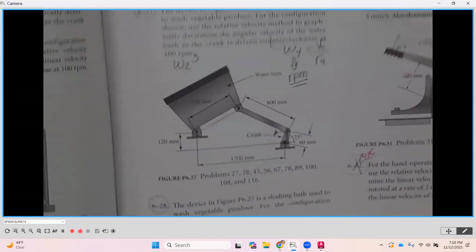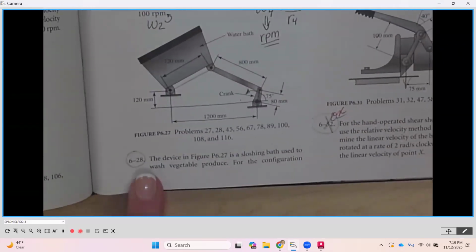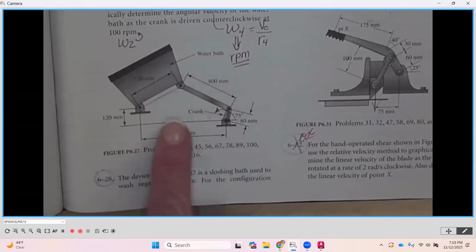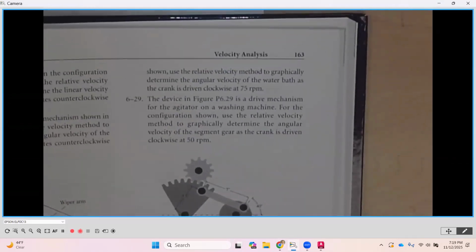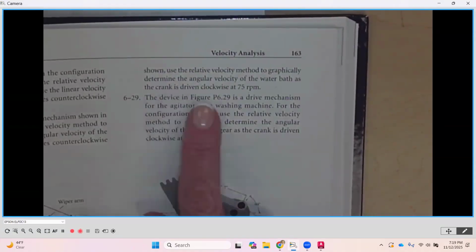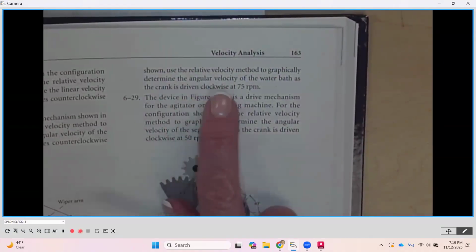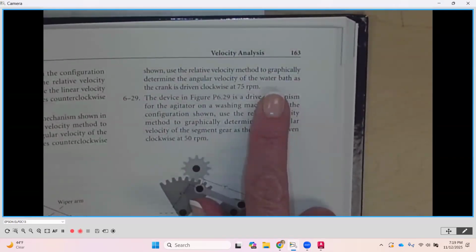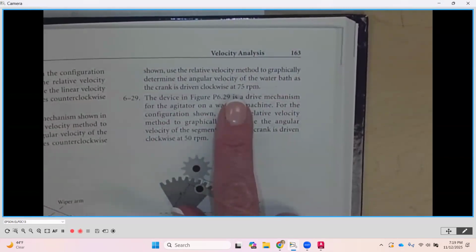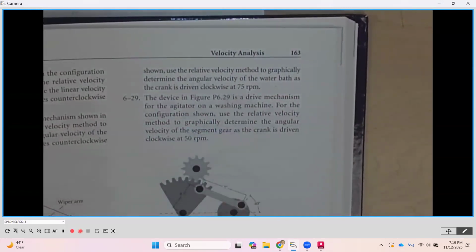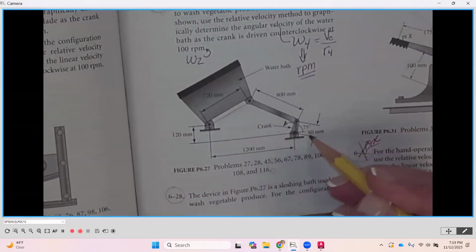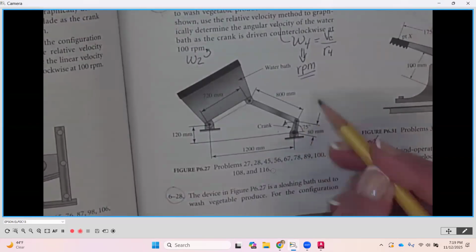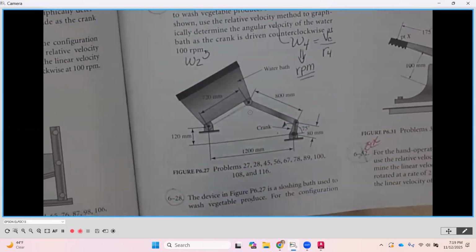The next one you're going to do is going to be 28. 28 is the sloshing bath again right here. But this time, if we go to the top of the next column, you are going to find the angular velocity of the water bath, just like we did in our example, the very last example we just did. As the crank goes clockwise this time, 75 RPMs. So if we look back over here, this time we're going clockwise at 75 RPMs. Otherwise, all the dimensions and everything else are the same.